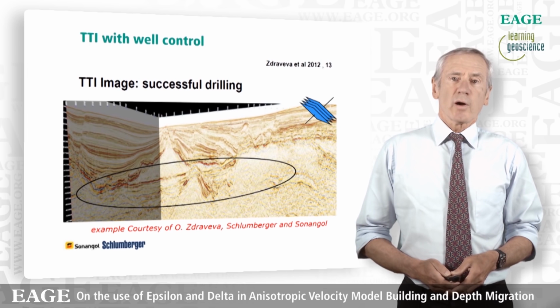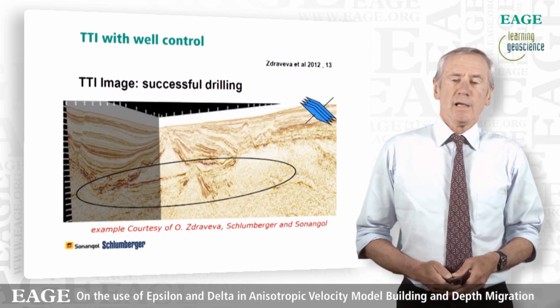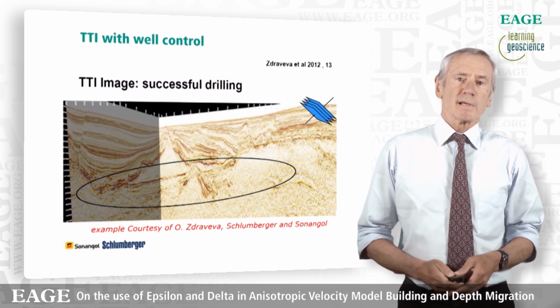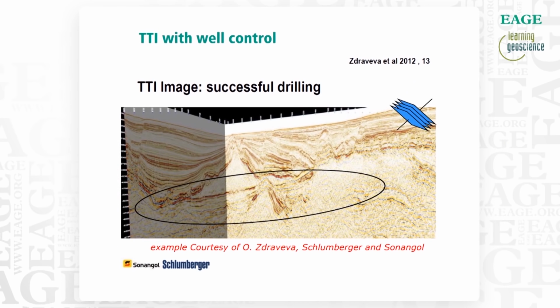We discuss here why this is the case and how we can account for the presence of anisotropy using the famous Thomsen's parameters epsilon and delta. And we will see that borehole calibration is necessary to achieve this goal.